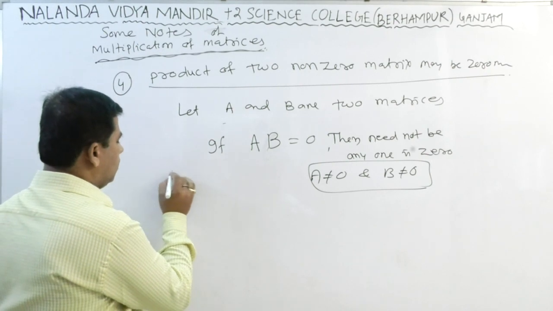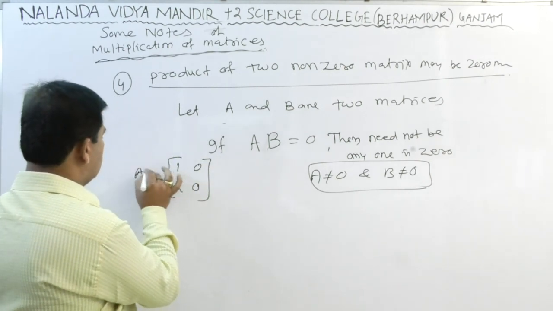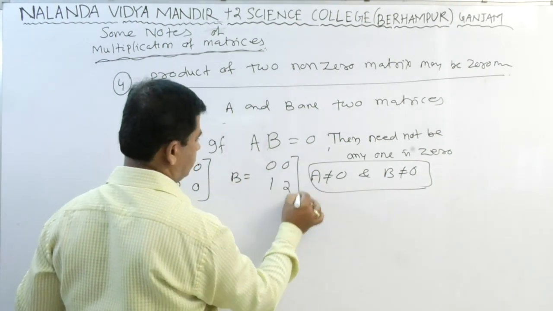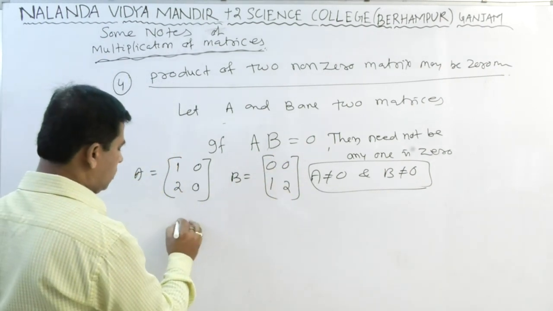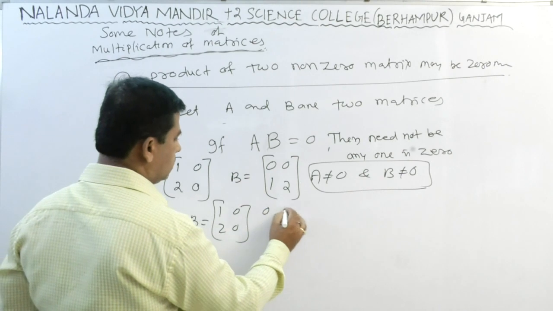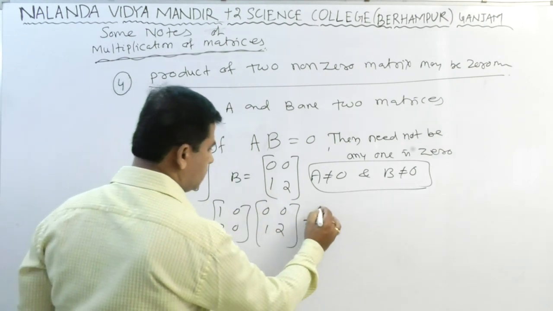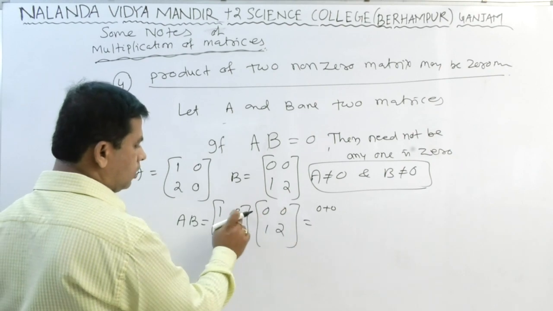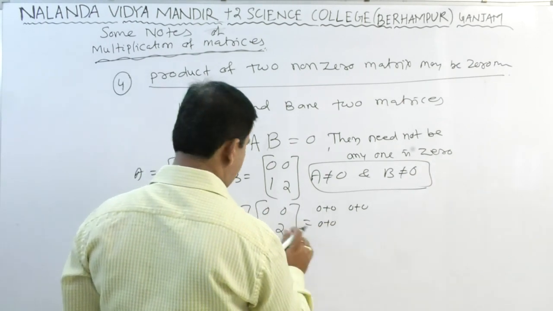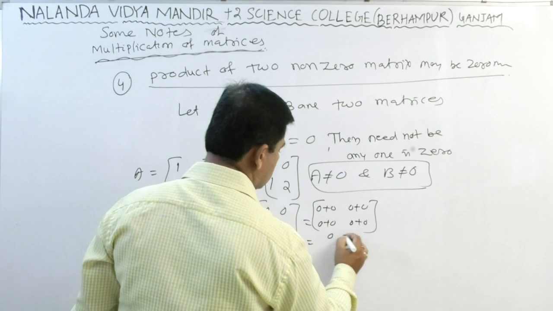Okay, for example, let A is equal to 1 0 2 0 and B is equal to 0 0 1 2. If we multiply A with B, we get 1 0 2 0 multiplied with 0 0 1 2. That is, first row first column: 1 into 0 plus 0 into 1, that is 0 plus 0. First row second column: 1 into 0 plus 0 into 2, that is 0 plus 0. Second row first column: 2 into 0 plus 0 into 1, that is 0 plus 0. Second row second column: 2 into 0 plus 0 into 2. That is also 0. So we get 0 0 0 0.